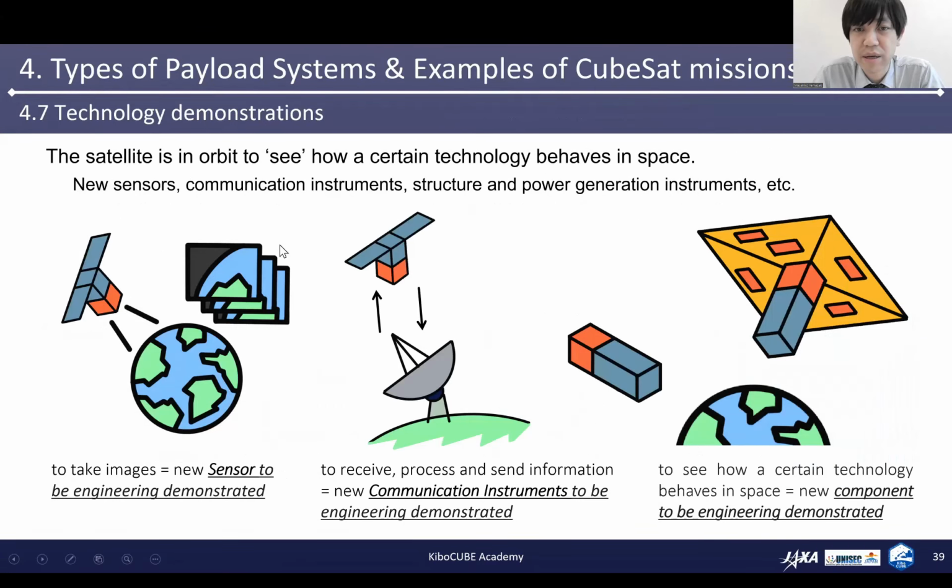The sixth example is a technology demonstration. The satellite is in orbit to see how a certain technology behaves in space, such as a new sensor, communication instrument, structure, power-generated instruments, etc.